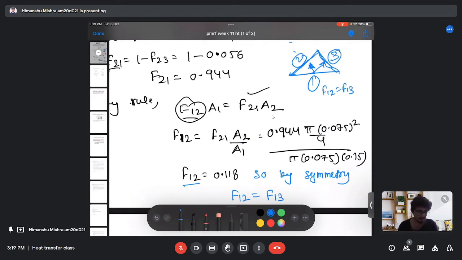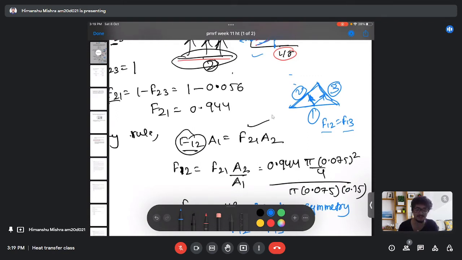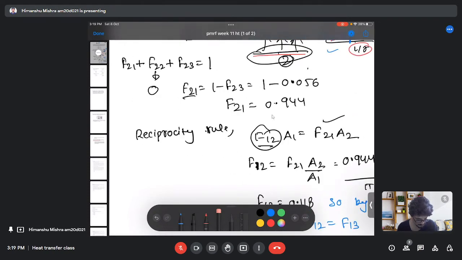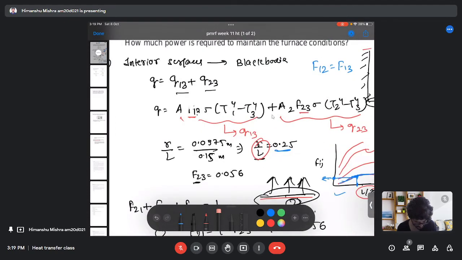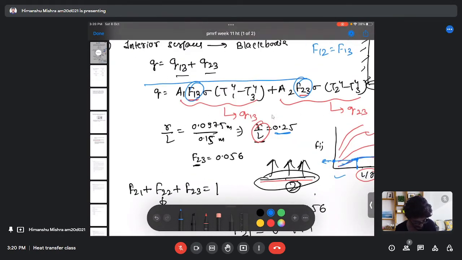So here also I can write that the view factor F12 is equal to F13, which means the same amount of radiation coming out from surface 1 will approach 2, and the same amount of radiation will approach 3 also. So now we get the view factor F13. We found the view factor F23 by using the charts. So we can just use this relation to find the heat transfer.